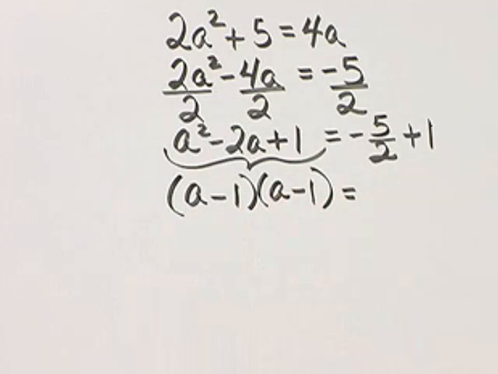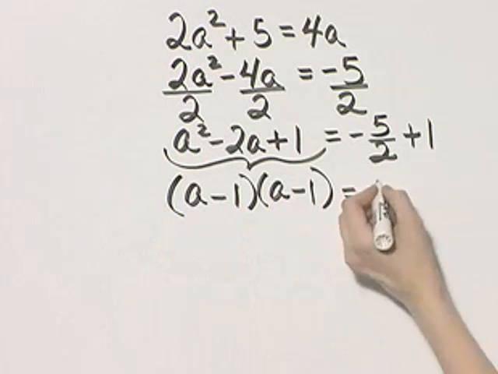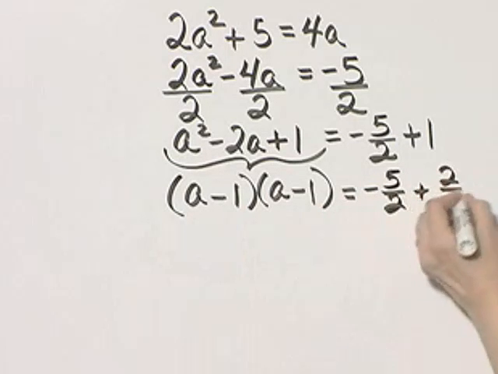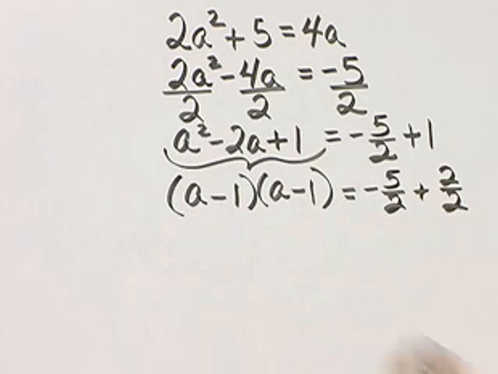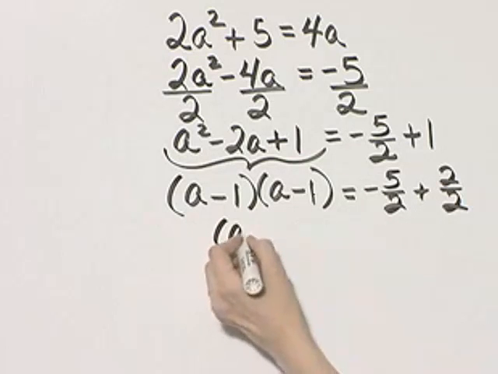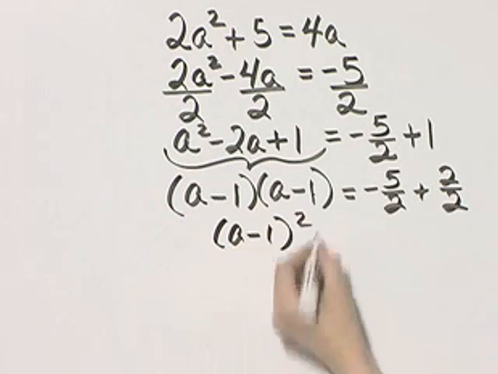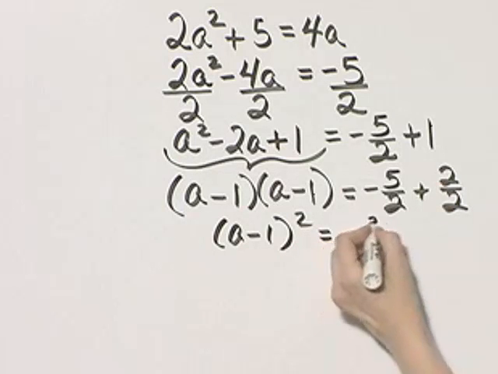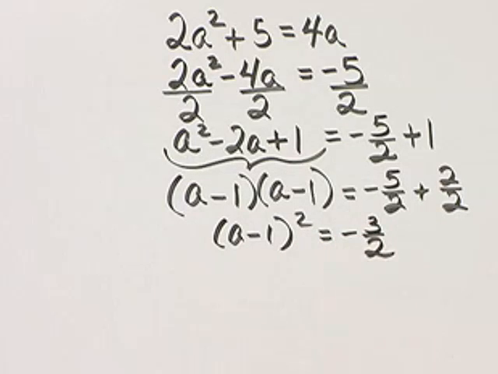And let's go ahead and start adding these two numbers. That's negative 5 over 2 plus 1, which is 2 over 2. So the left side is a minus 1 quantity squared, equal to the right side, negative 3 halves. And this is kind of what I call the halfway point.